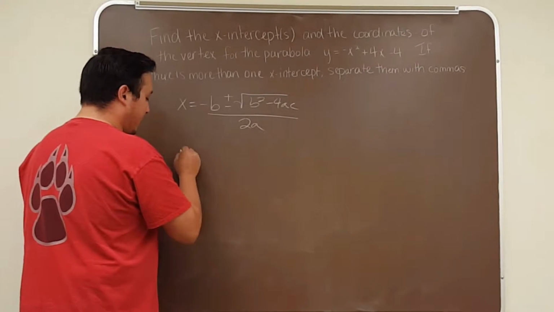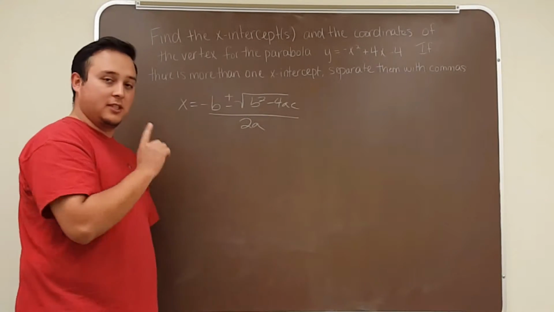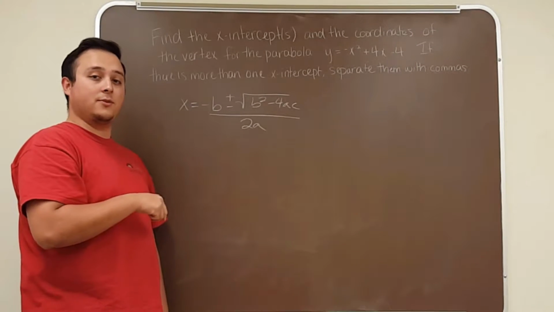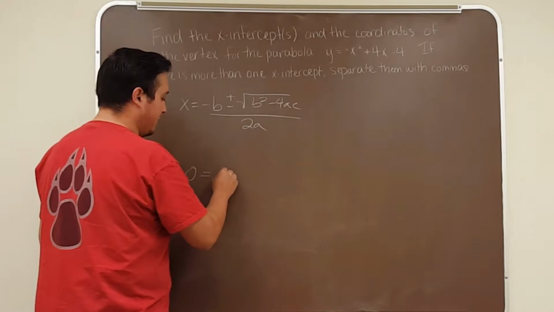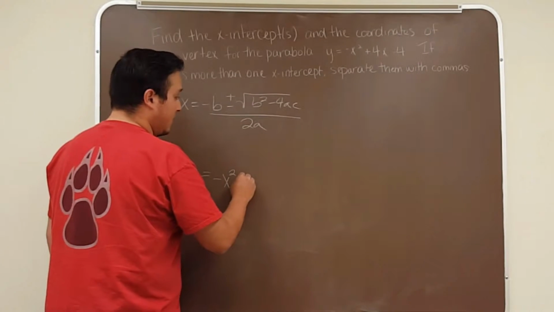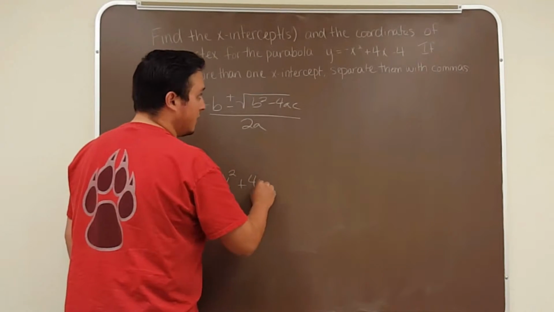So by factoring, I know that the definition of an x-intercept is when y is equal to 0. So I'm going to set this equation equal to 0. So 0 equals negative x squared plus 4x minus 4.